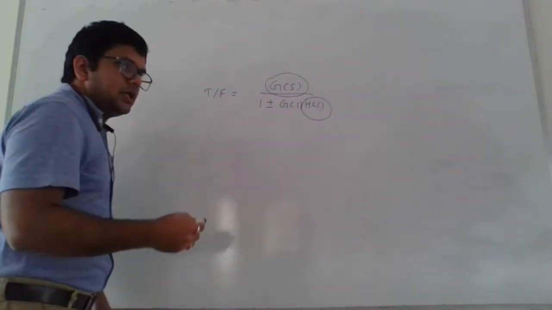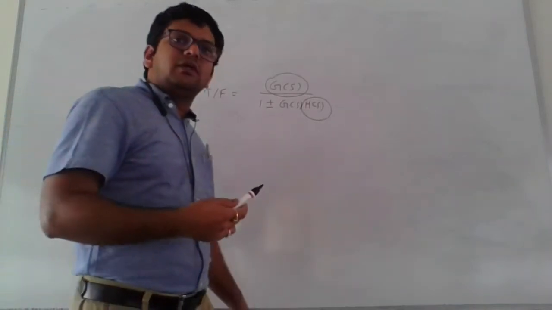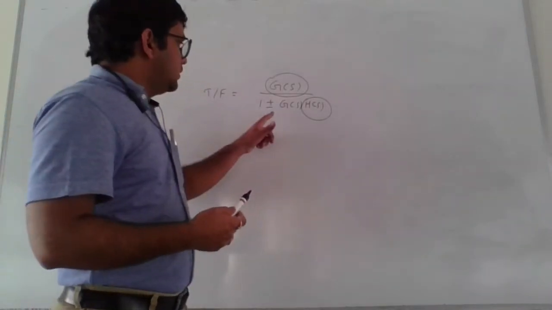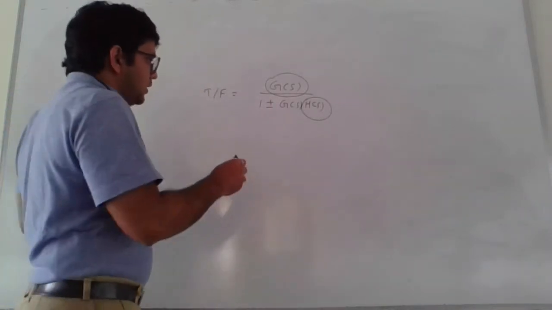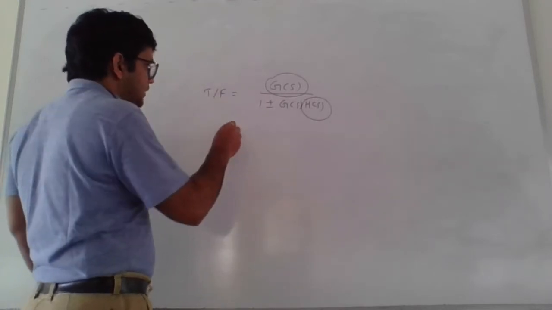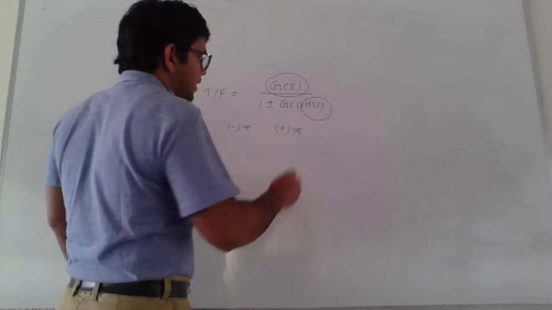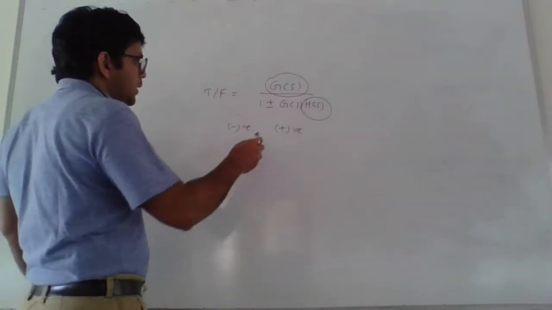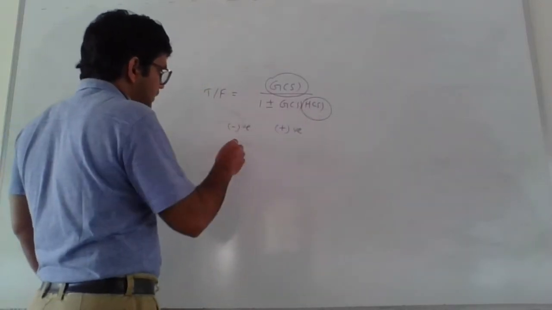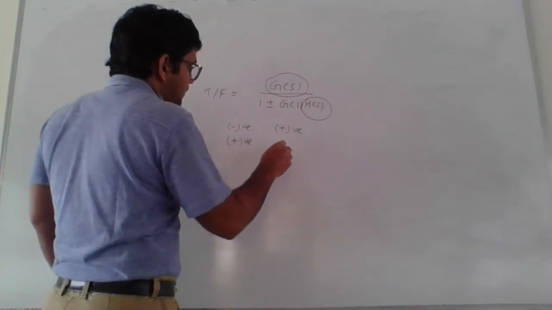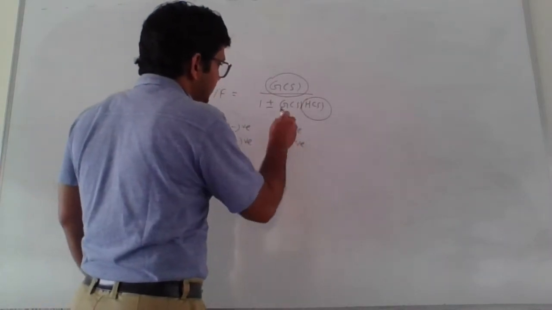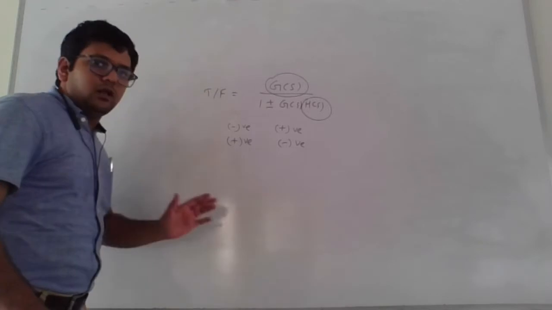And depending upon the nature of the feedback signal, whether it is positive or negative, we need to take a plus or minus sign over here. For example, if the nature of the feedback signal is negative, then we need to take a positive sign in the denominator polynomial function. In the same way, if the nature of the feedback signal is positive, then we need to take a negative sign in the denominator polynomial function.